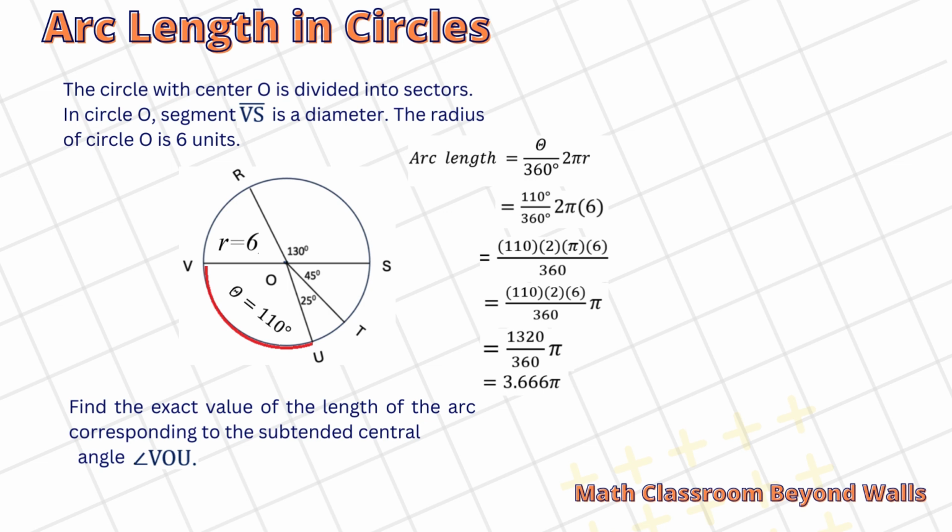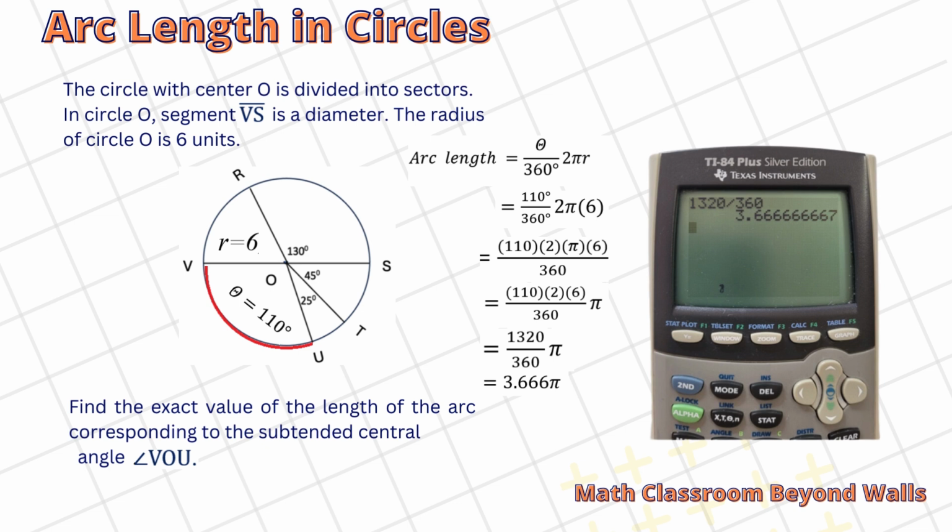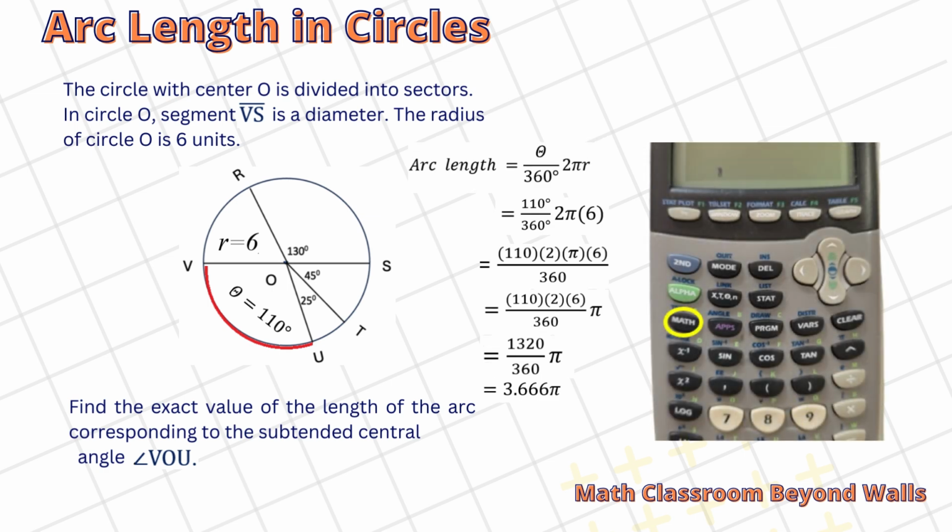Now we have a number in decimal form. Remember that we are to write the answer in exact form. We are not to round the number. To change this to the desired exact value, we will use a calculator. We will leave the pi for now and just deal with the numerical part first. This is what we have in the calculator now, 3.6666. To change this to the desired exact value, we must hit the math key in the calculator.